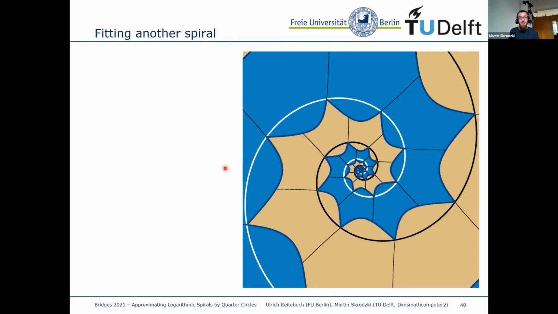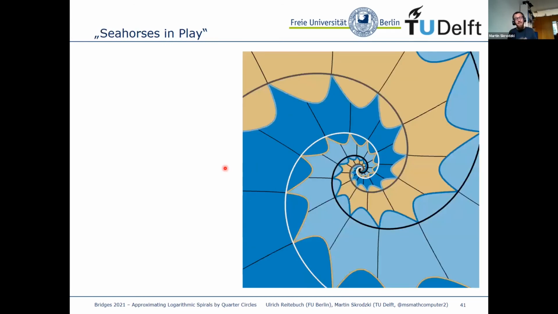And let me show you this final image. Here we chose a squeezing factor of 1/3. And lo and behold, we get 1/3 of the image filled by the original. And then we get two places for spiraling copies. So this is our final artwork that we created. We named it Seahorses in Play because the spirals are really reminiscent of seahorses. And given this maritime name, we chose a corresponding maritime color palette.